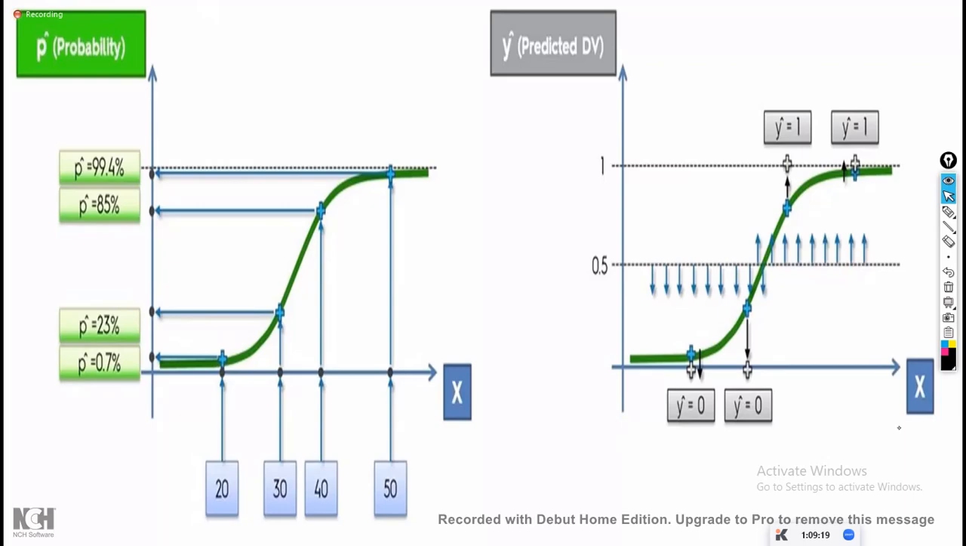Clear, guys? That is the in-depth of logistic regression: how logistic regression works, what is the meaning of threshold, and as the threshold changes, what happens?